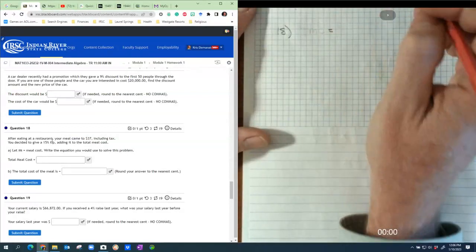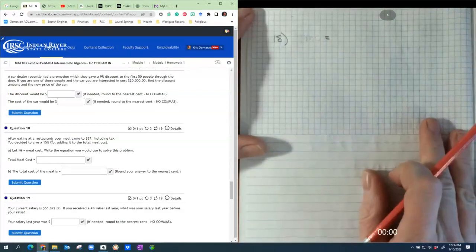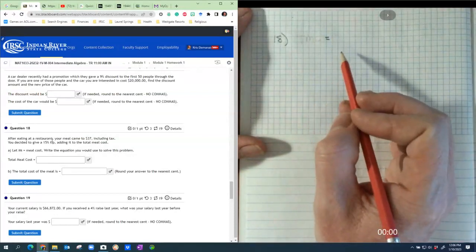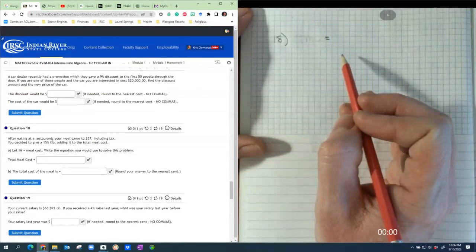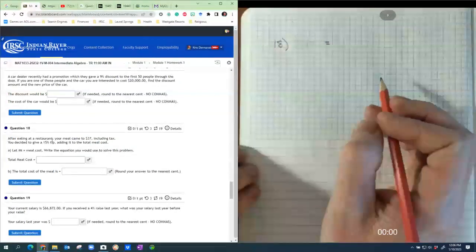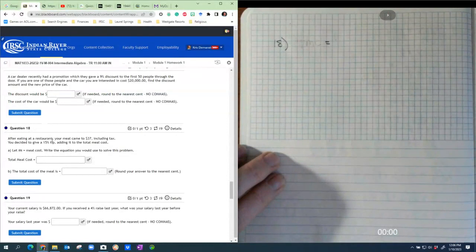Are they not, is that not in the frame? I mean, that looks like it's in the frame. Okay, it looks like it to me. I'm seeing it on yours. Anyway, so we're looking at the total meal cost. It is. All right, good.